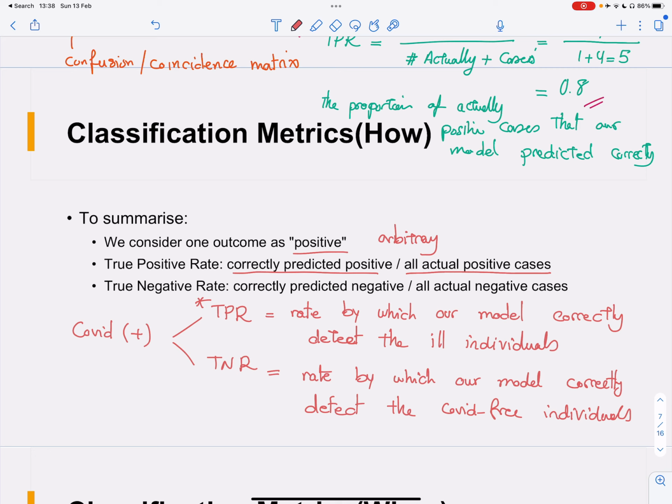Okay, so you might want to have a model that has a very good true positive rate. You want a model to have 100% true positive rate, so no ill individual, no COVID-contracted individual would remain undetected. In that case, this one is more important to you. And we will talk about this very soon.